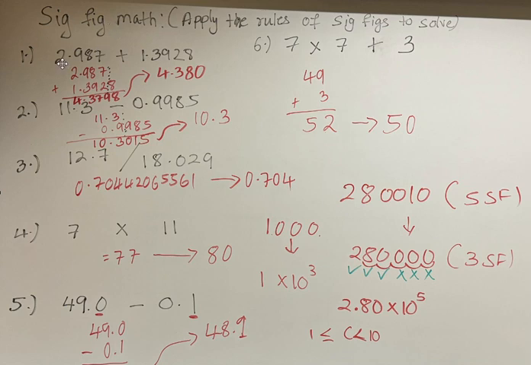The first one says 2.987 plus 1.3928. What rule applies here? The addition subtraction rule applies. So here you see how we have 2.987 lined up with 1.3928. In the first number we have 3 digits, 987, after the decimal point. In the second number we have 4 digits after the decimal point. According to the addition subtraction rule, we must have the least of the two, which is 3 digits.